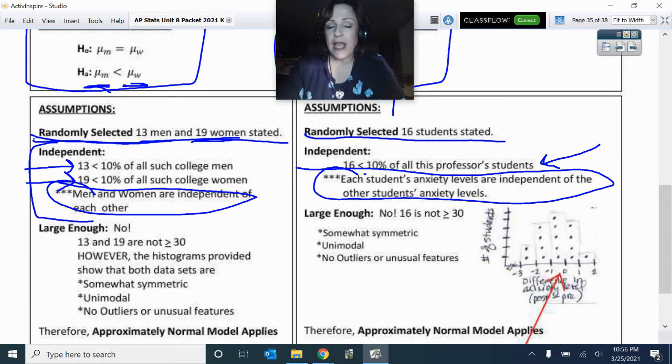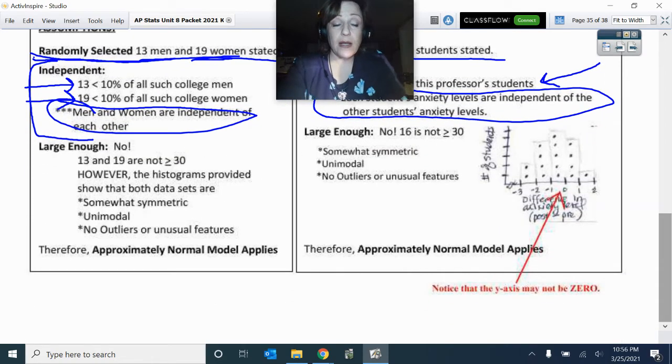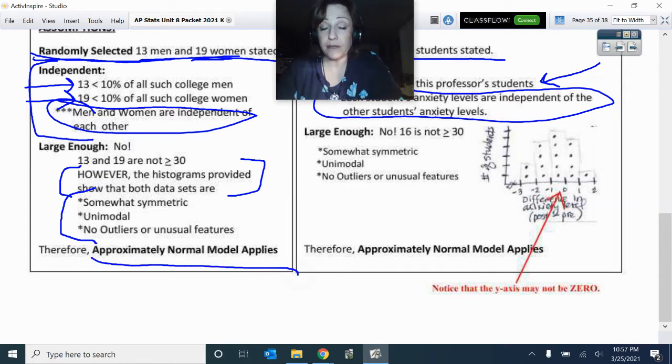Okay? Now, these samples on this men and women example, they were not large enough. 13 and 19 are not greater than or equal to 30, but they did provide histograms, which I didn't put here, showing that both sets of data are somewhat symmetric, unimodal, and had no outliers. So the approximately normal model applies. But a dot plot or a histogram was not provided for this second problem here. So it's not large enough. 16 is not greater than or equal to 30.